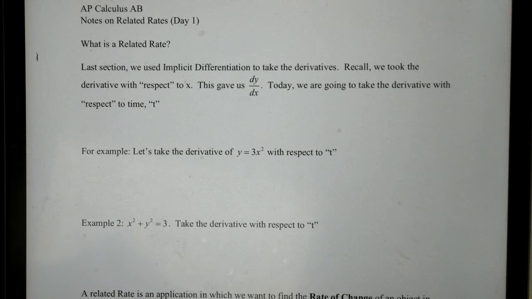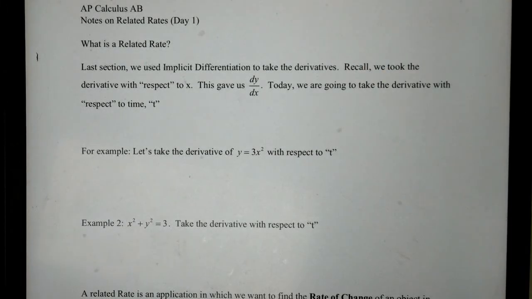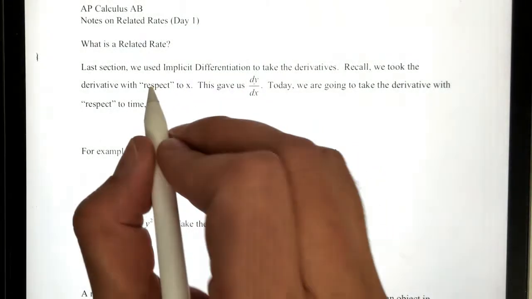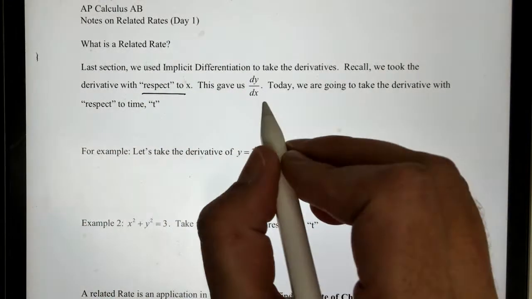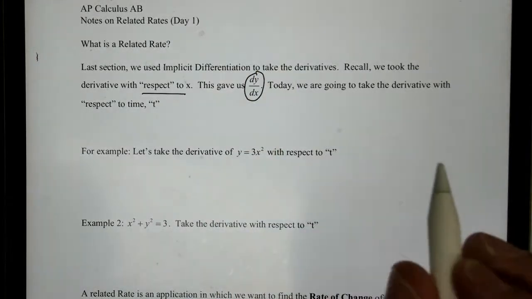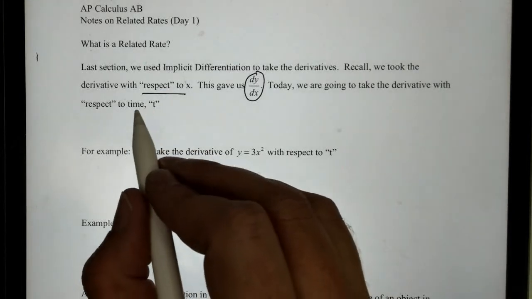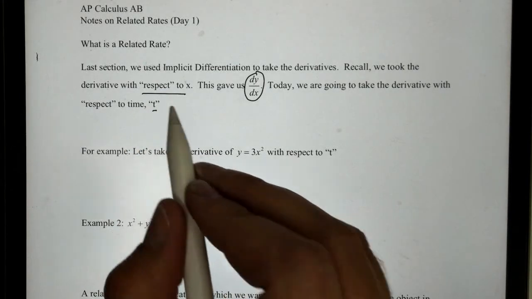Now, related rates is basically an application of implicit differentiation. So in the last section, you might remember we used implicit differentiation to take a derivative. Recall we took the derivative with respect to x, and this gives us this idea of dy dx. Today we are going to take the derivative with respect to time, or t.